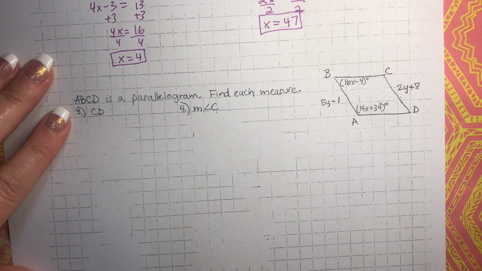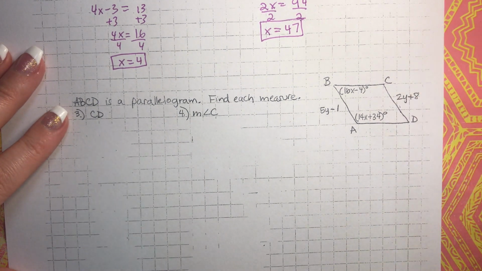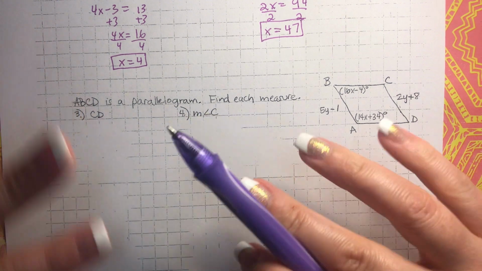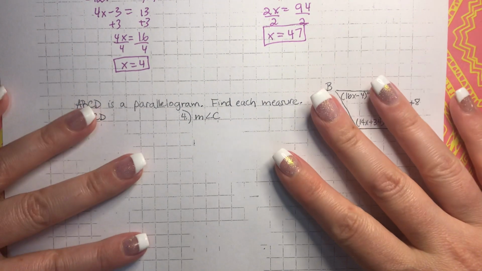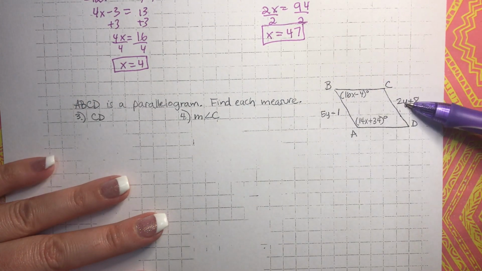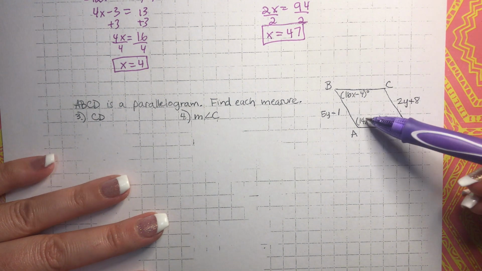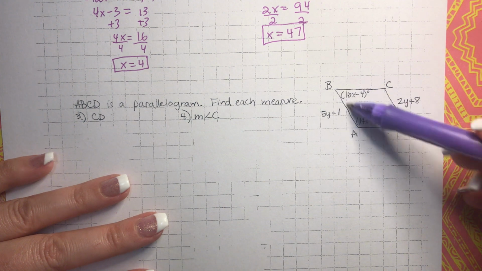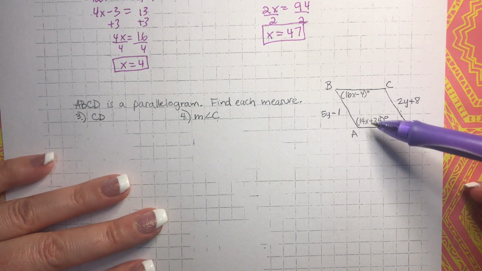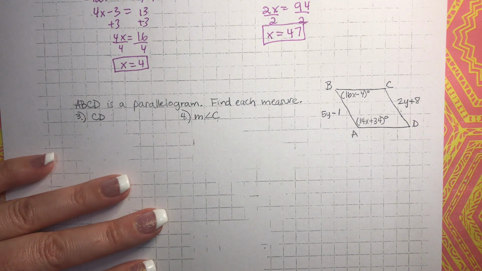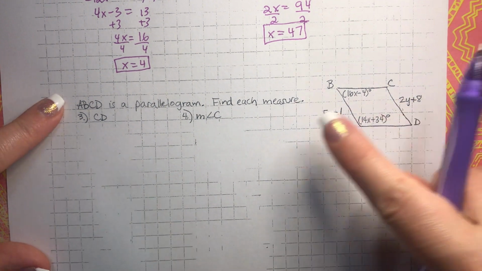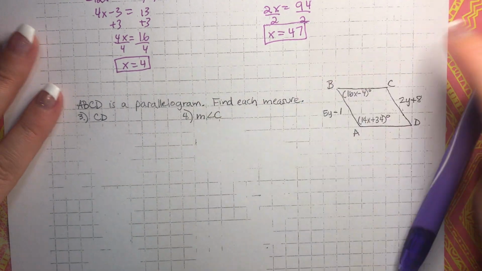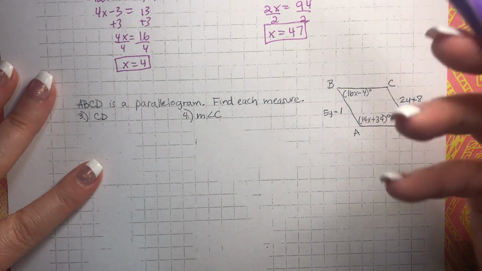Okay, let's go here. ABCD is a parallelogram. Find each measure. So remember that parallelogram opens the door to a bunch of different theorems. What do we know? We know that opposite sides are congruent. We know that opposite angles are congruent. We know that consecutive angles add up to 180 degrees. And we know that the diagonals bisect each other. Okay, so just stating that it's a parallelogram, remember, opens up that treasure box.